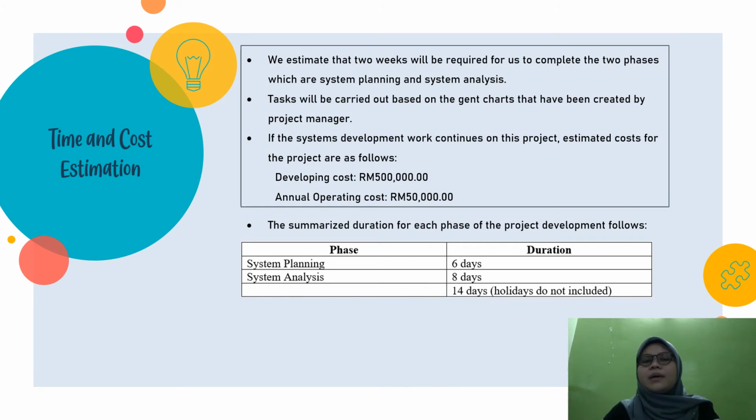Next slide is about time and cost estimation. We estimate that 2 weeks will be required for us to complete the two phases, which are system planning and system analysis. Tasks will be carried out based on the Gantt chart that has been created by the project manager. If the system development work continues on this project, the estimated costs for the project are as follows.